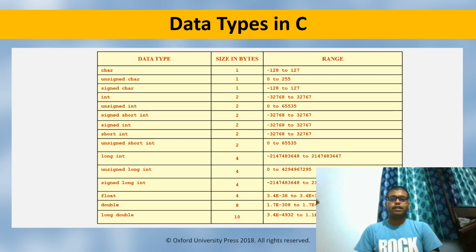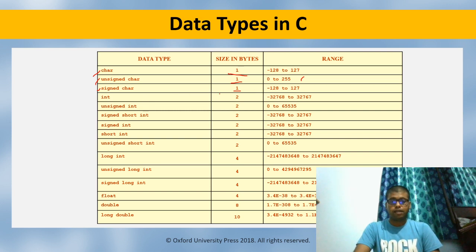Next, come to the data types in C. Char, that is the character data type. The size is 1, and the range is -128 to 127. Unsigned char has length 1, with range 0 to 255. Signed char has length 1, with range -128 to 127. So character takes 1 byte of data.